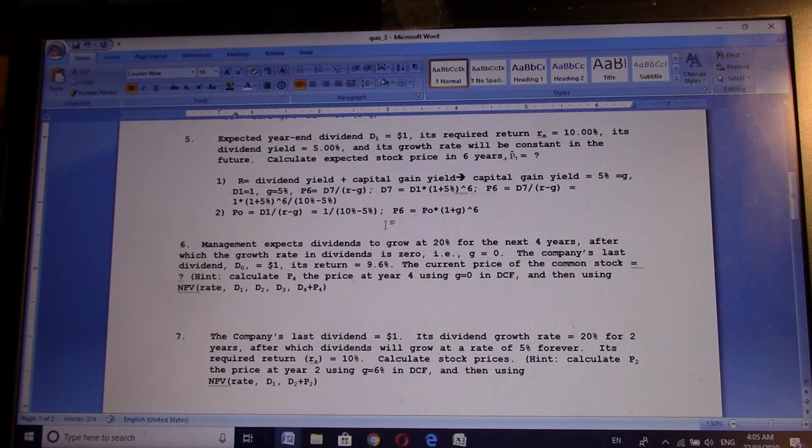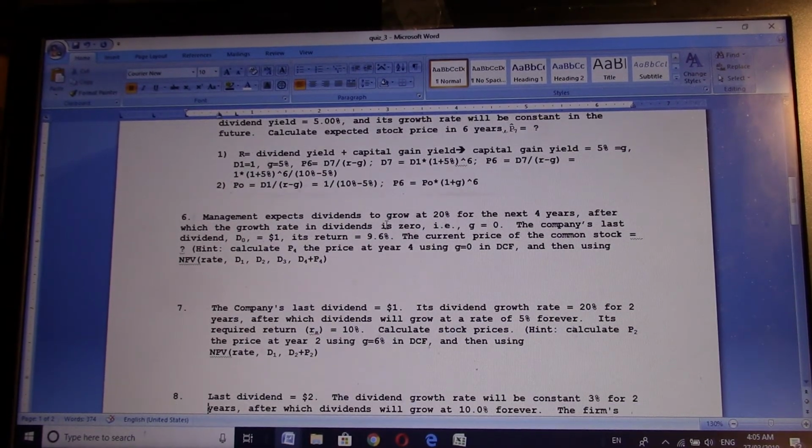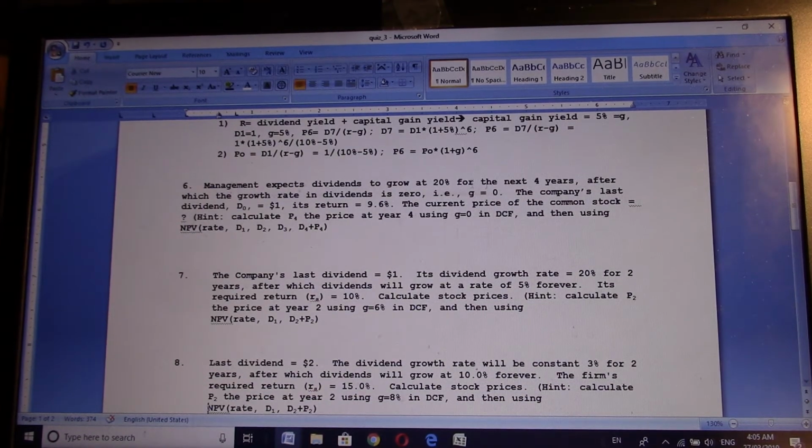You should get the same answer using the two different approaches. This is question number 5 in the help questions. Okay, so number 6, this is a non-constant growth rate. Dividend grows at 20% for the next 4 years, after which growth rate will be 0. The last dividend is 1. Return is 9.6%. What is the current price of the stock? I put down the hint here: you use the NPV function with D1, D2, D3, D4 plus P4.